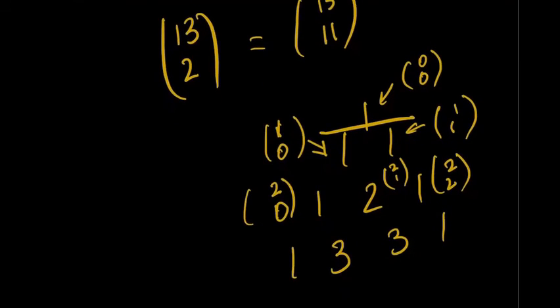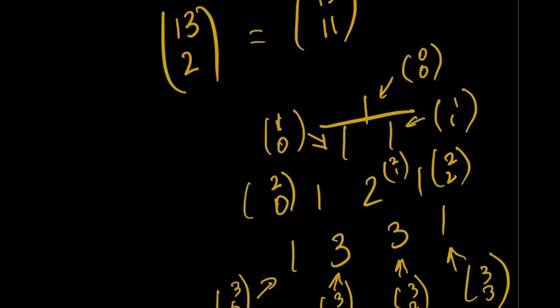If we keep this going, we get 3 choose 0, 3 choose 1, 3 choose 2, 3 choose 3. And this continues to go on forever.